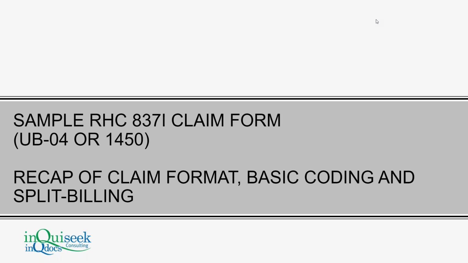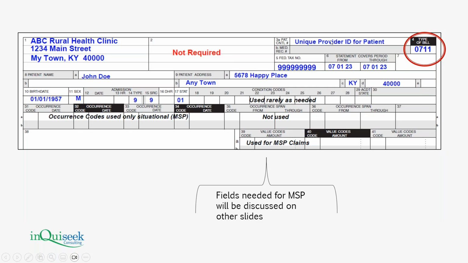Okay, I'm going to take just a minute to look at the claim form and kind of recap some of the basics that Amanda went over Tuesday, just in case you missed that one and you're joining us in the middle. So when we do bill on a UB04, also known as an 837I, or also known as a CMS 1450, we have lots of names for our claim form.